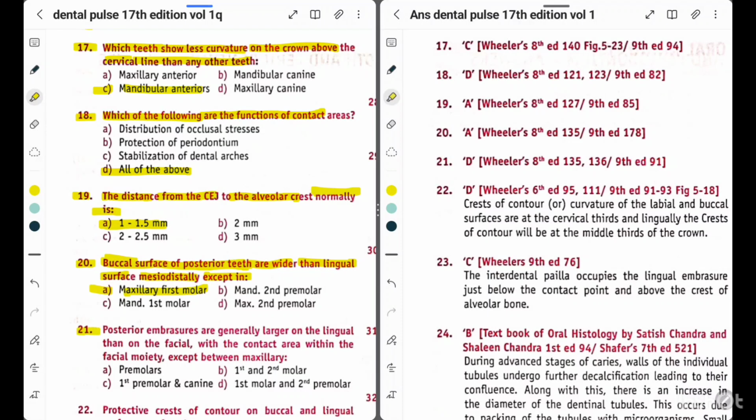Okay. Now question 21. Posterior embrasures are generally larger on the lingual than on the facial, with the contact area within the facial moiety except between maxillary. Option A, premolars. Option B, first and second molar. Option C, first premolar and canine. Option D, first molar and second premolar. So its answer is option D, first molar and second premolar.